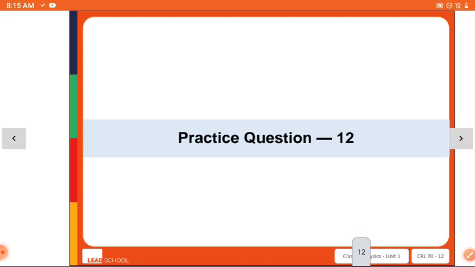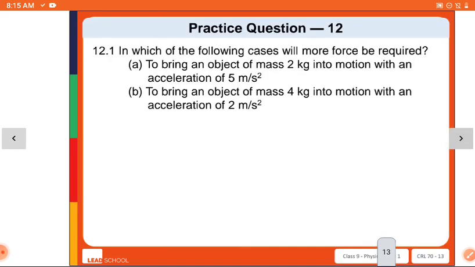So practice question number 12. In which of the following cases will more force be required? First is to bring an object of 2 kg into motion with acceleration 5 meter per second square. Second is to bring an object of mass 4 kg into motion, acceleration is 2 meter per second square.